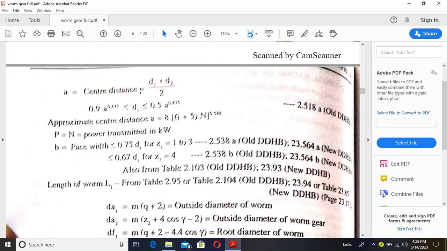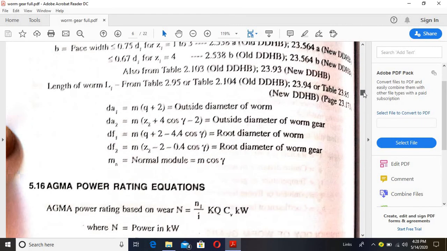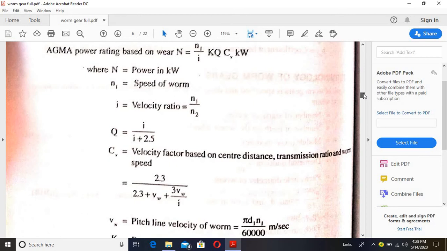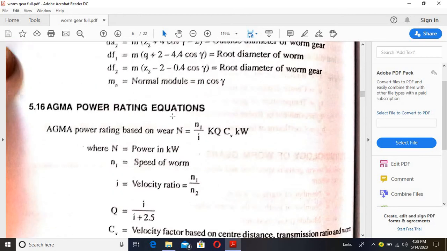Next, a is the center distance, P is the power, b is the face width. Already we have discussed these. And this is the formula to calculate the power, the AGMA power rating based on Vr. Based on Vr, this is the formula to calculate power.